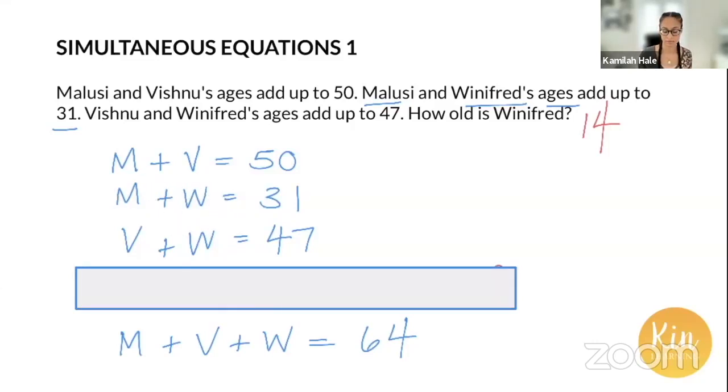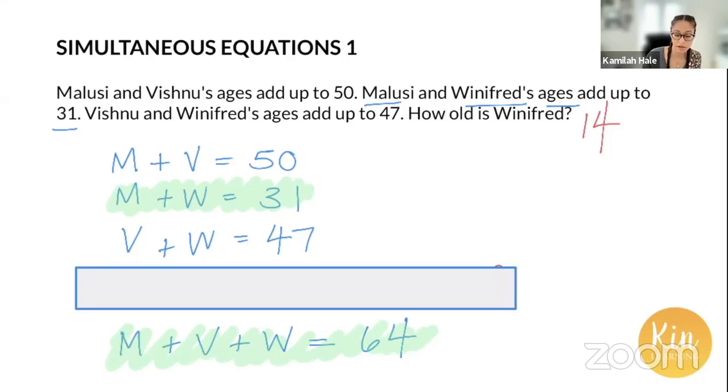Now, while we're on that, can you use the same logic to figure out how old Vishnu is? So use this equation and this one. Good, several of you got that Winifred was 14, well done. Okay, so Vishnu's age. Malusi and Winifred just add up to 31. If we add Vishnu on, then we get 64. So Vishnu's age must be the difference between 64 and 31, which is 33.